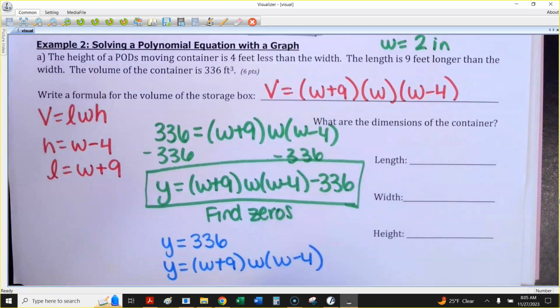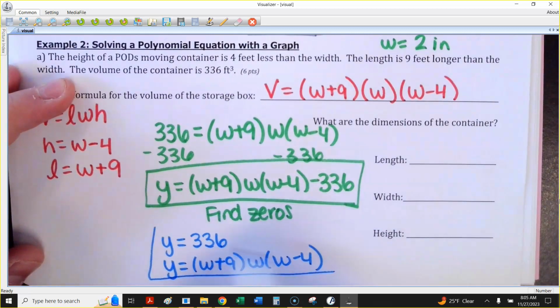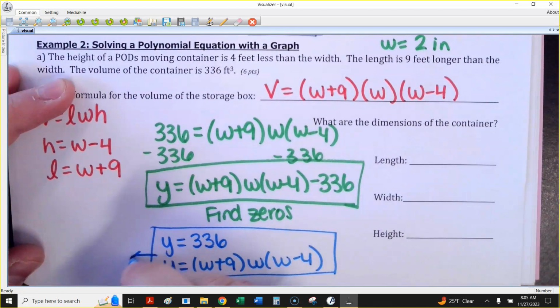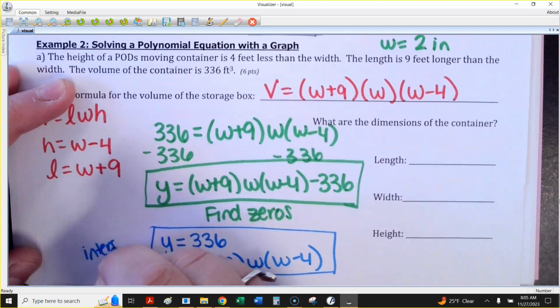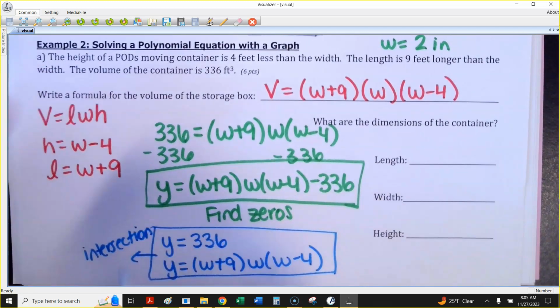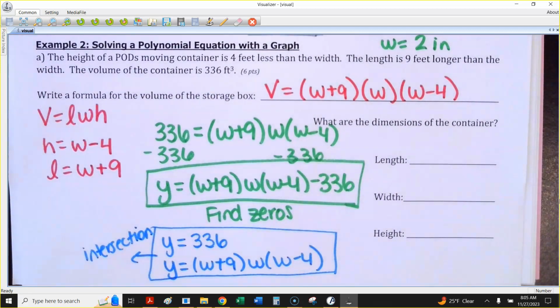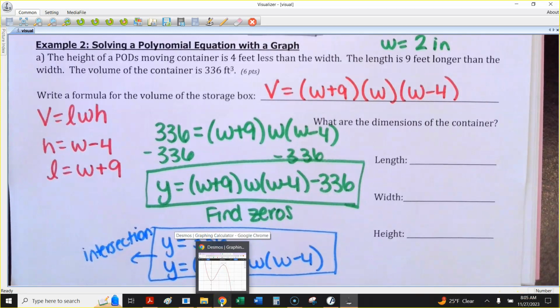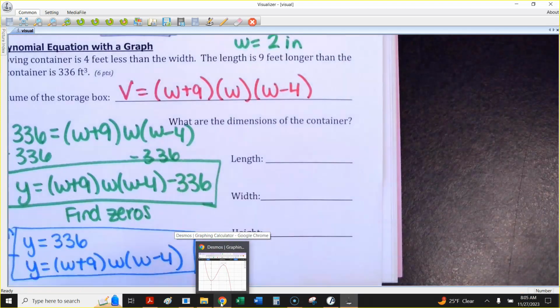Those don't have to come in a particular order. If you do a little system like this, what you're looking for is the intersection. And that'll give you the width. So whatever way, I'll show you both here real quick on Desmos. So whichever way you like better, that's what I want you to do. But either one of those methods will work.